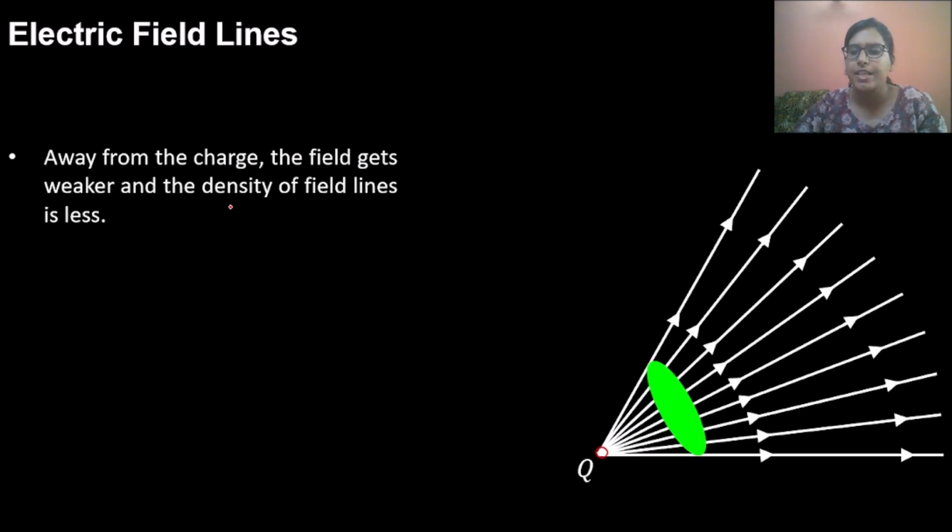Or we can say, suppose there is a charge Q, a positively charged Q, so the electric field will be like this in this area. If we see here, then the electric field lines through this surface are more than if we take a similar surface away from the charge. Then the electric field lines passing through this surface will be less. So we can say that when we go away from the charge, the electric field gets weaker and the density of field lines is less.